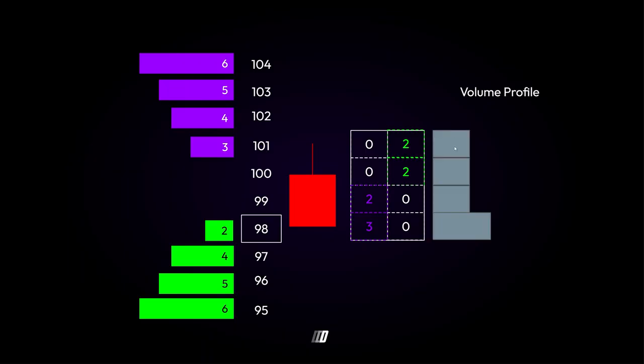And if you want to summarize them, you get the volume profile. Okay, the volume profile is simply how much volume per price. So the volume of transactions. So here there were 2 contracts, 3 contracts. So we put them here, just with a histogram, right?